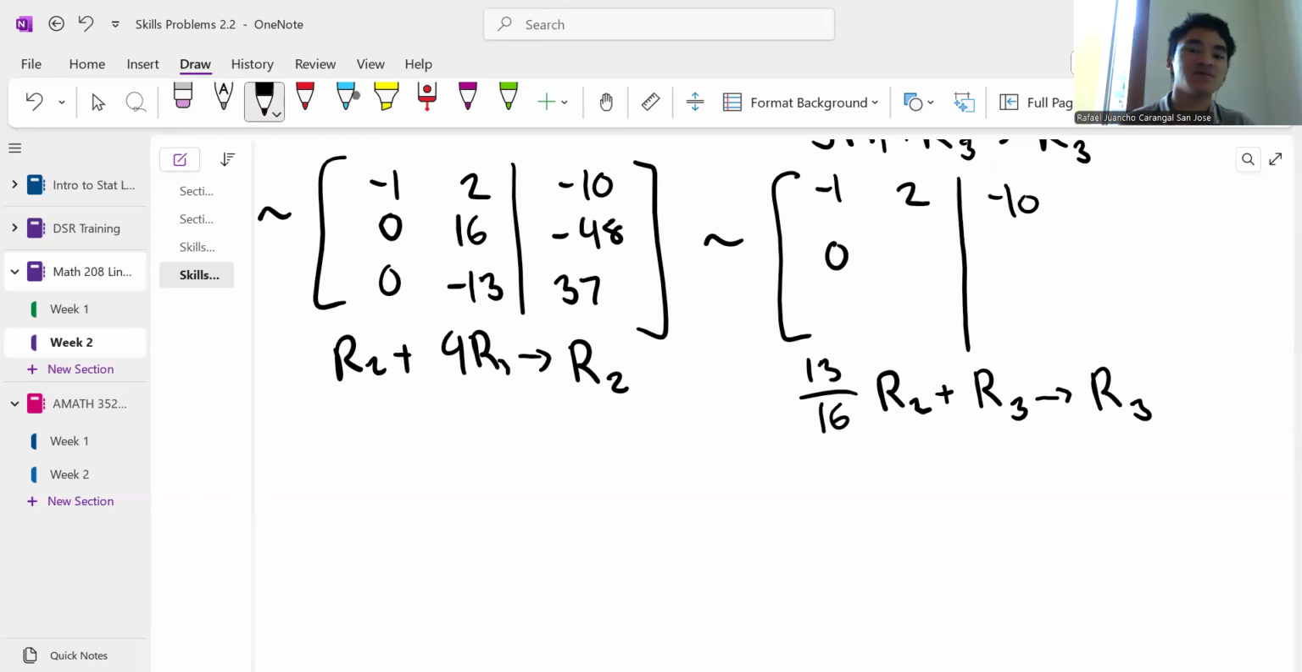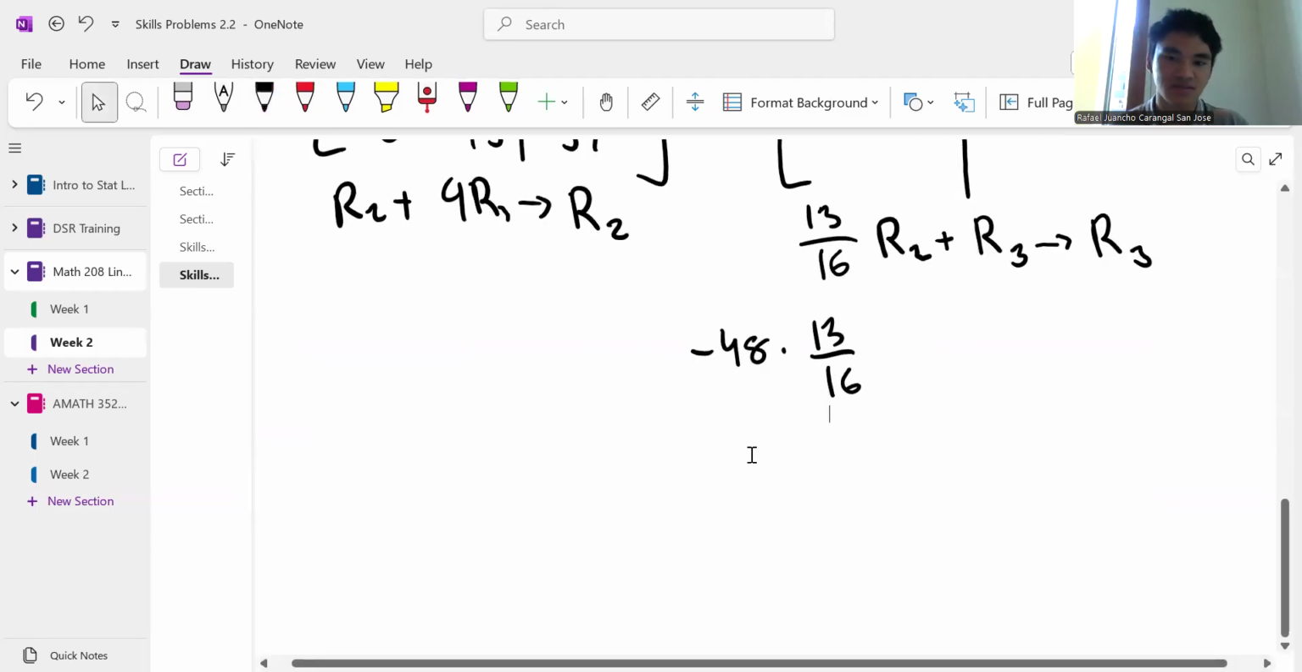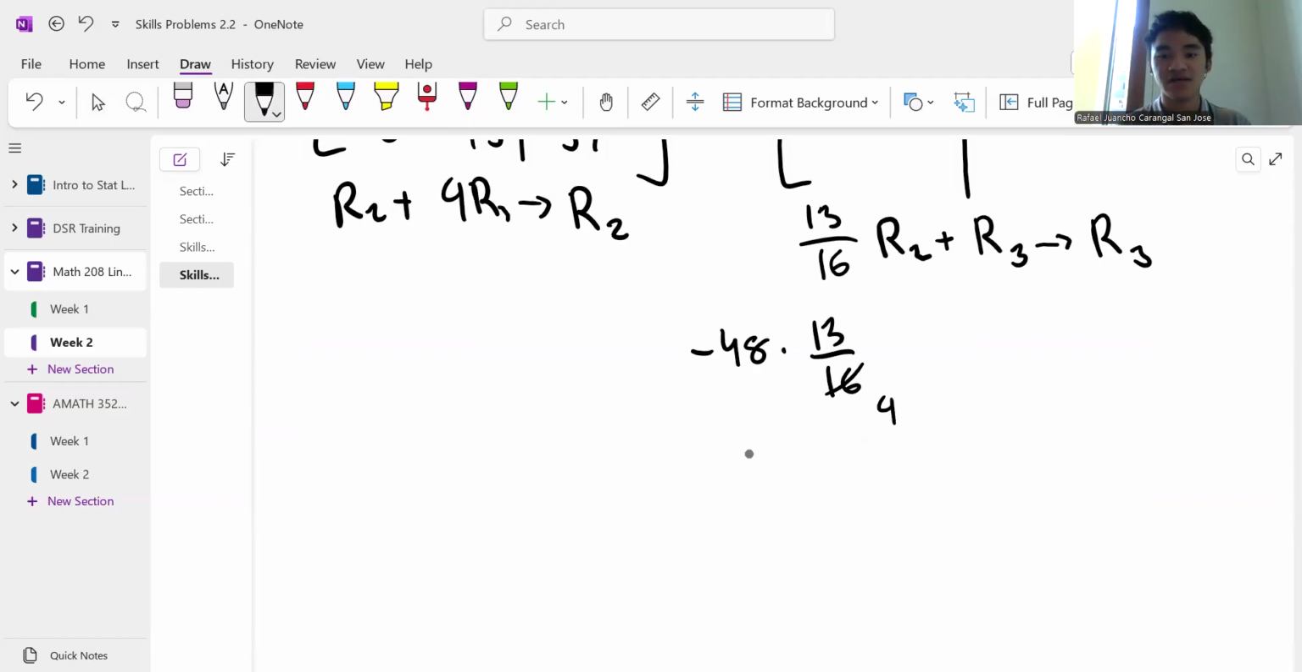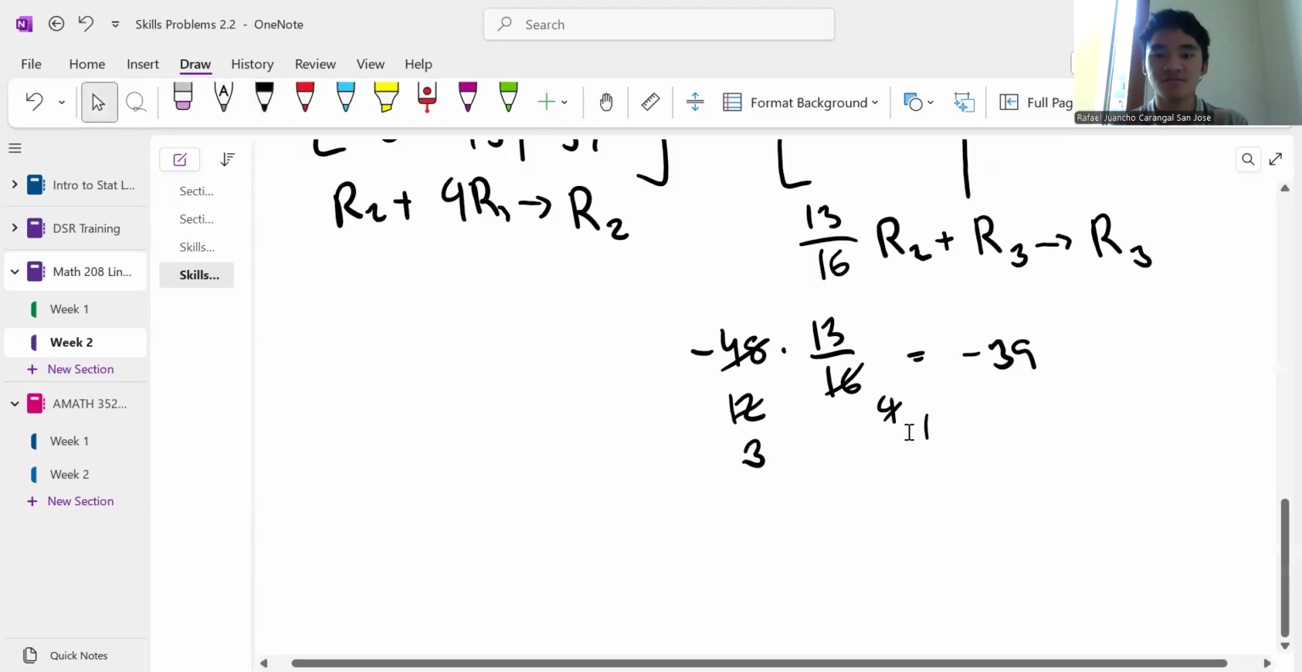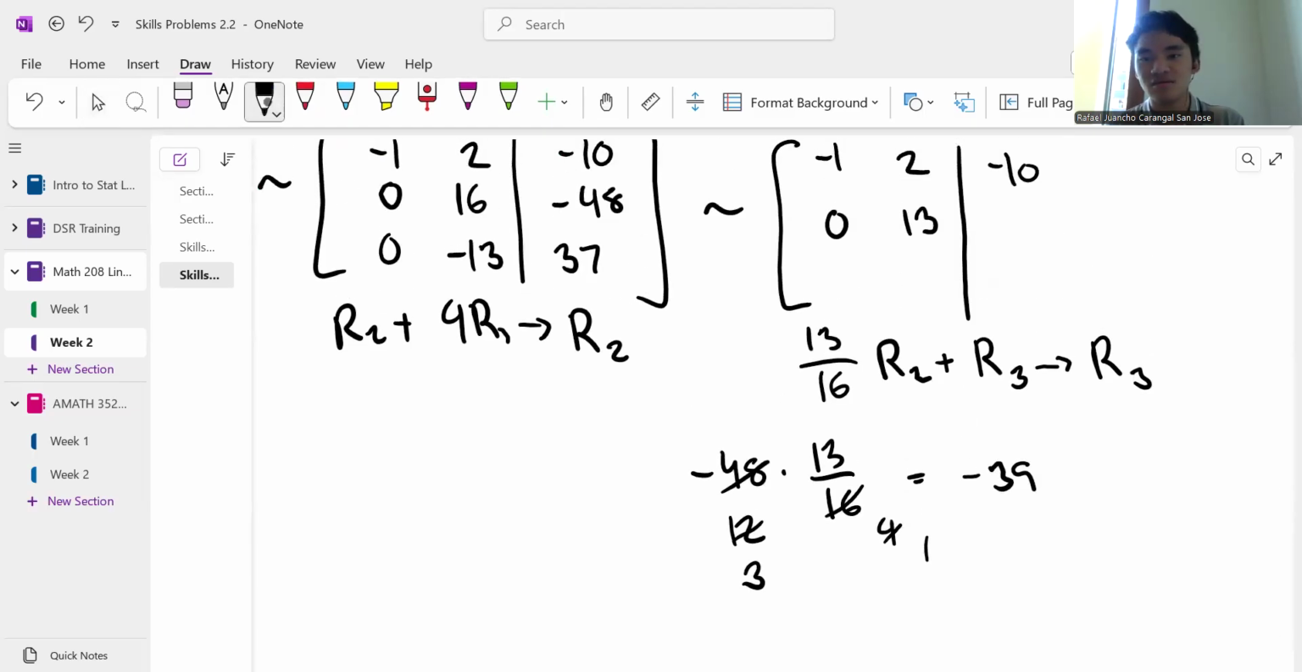I scale this. So 0 times 13 over 16 is 0. This becomes 13. Now this, negative 48 times 13 over 16. It's a bit weird, but I could scale it down, right? I could divide this by 4, divide this by 4. This would give me 12, I think. I could keep going. This gives me 1, this gives me 3. Negative 3 times 13. Using my calculator, we get negative 39. I hope that's right. You guys help me check that.